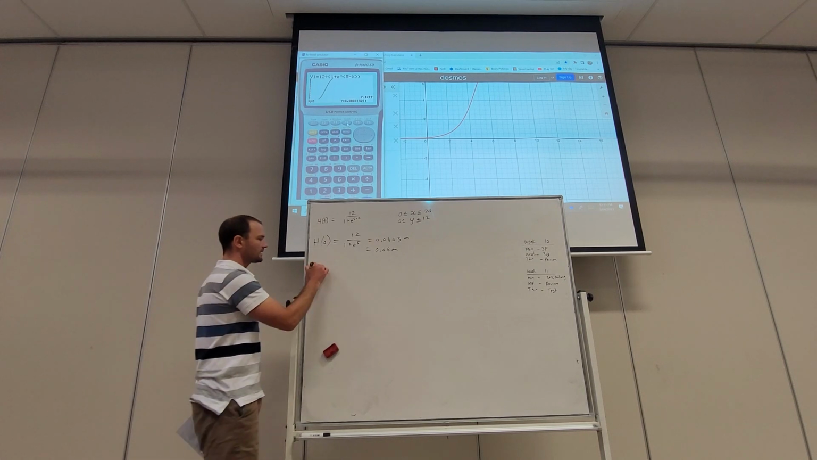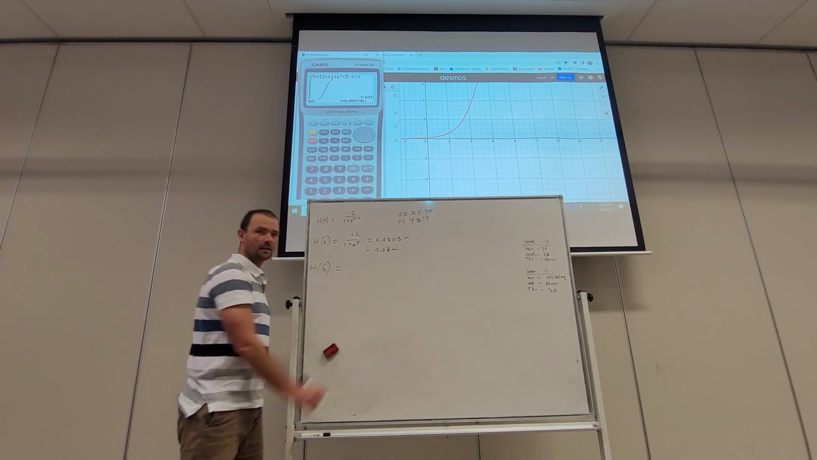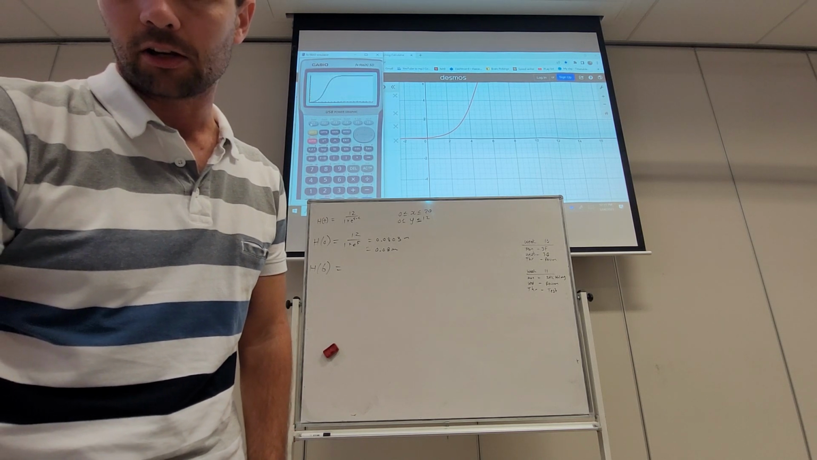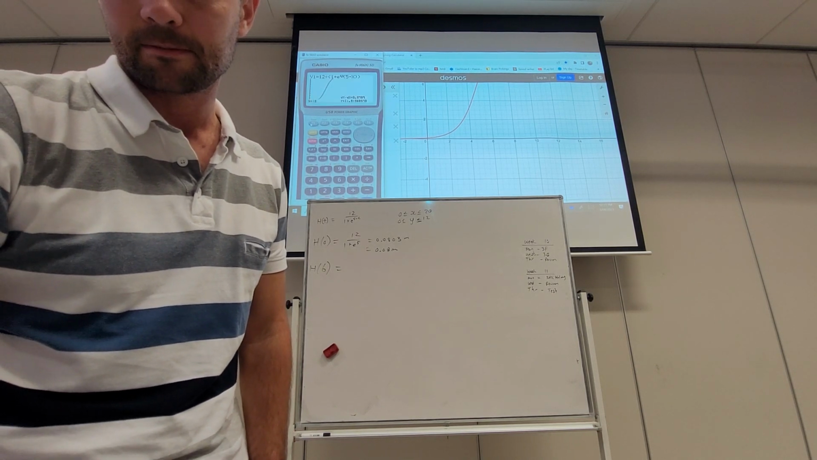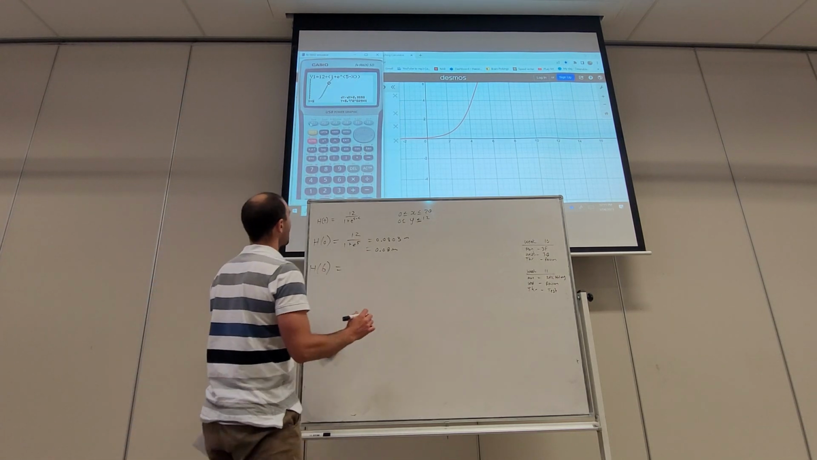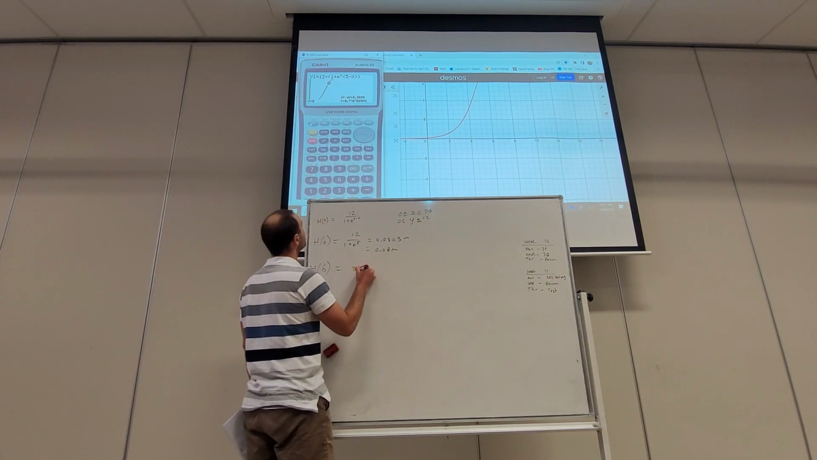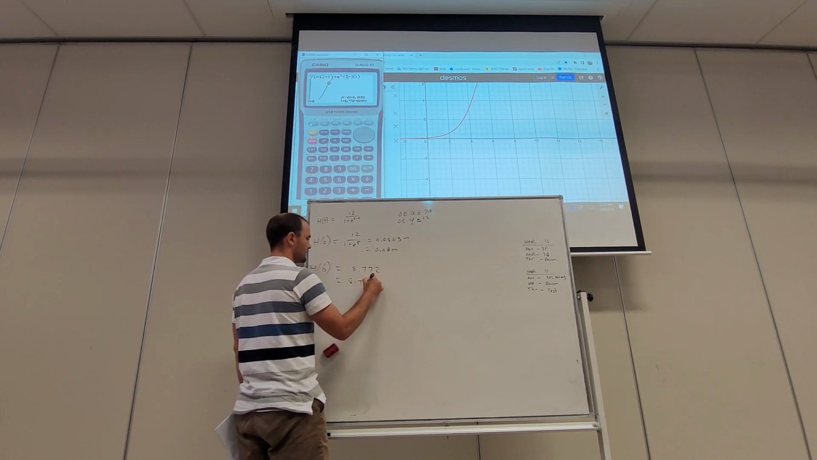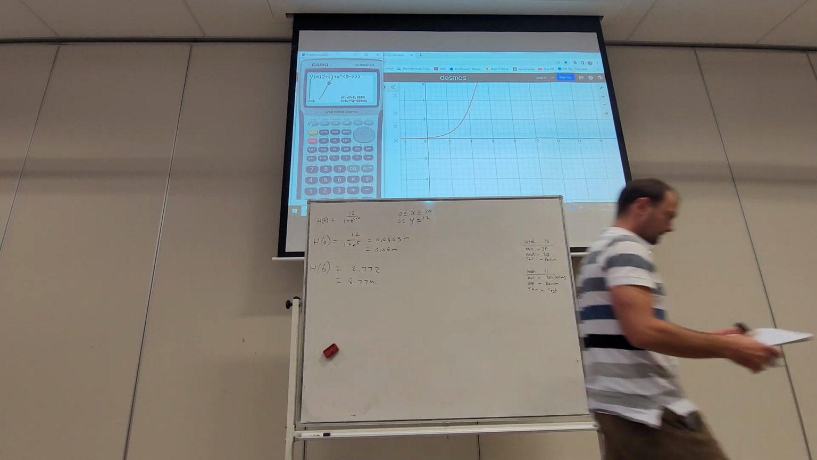Okay, part B, after 6 years, find h of 6. This one I'm just going to get straight from my calculator. We're tracing along, and I'm going to go, what about when x is 6? All right, when x is 6, my y value is 8.772. 8.77 meters.